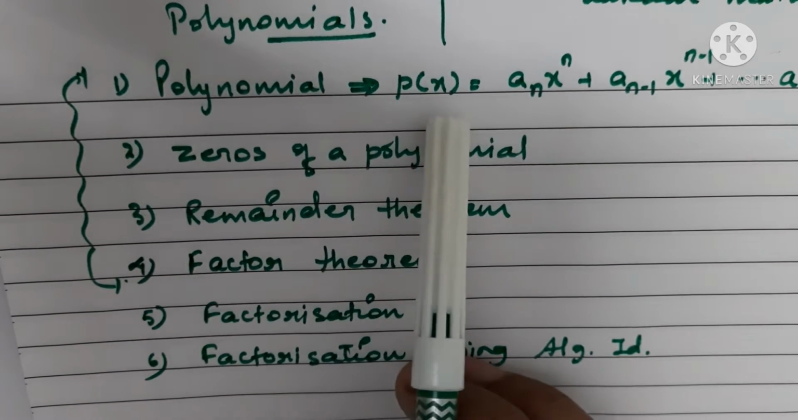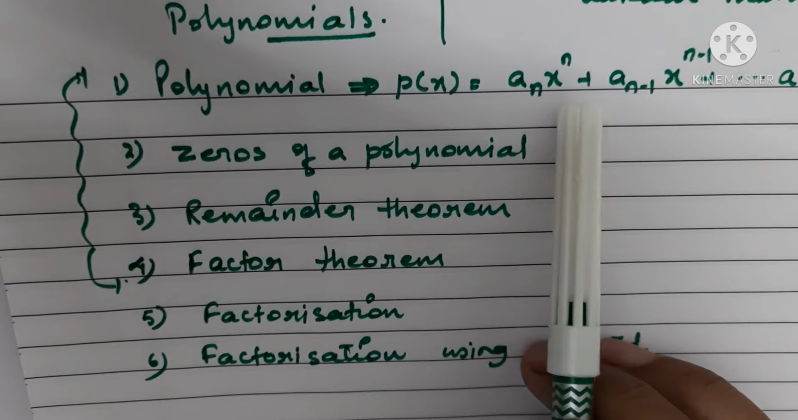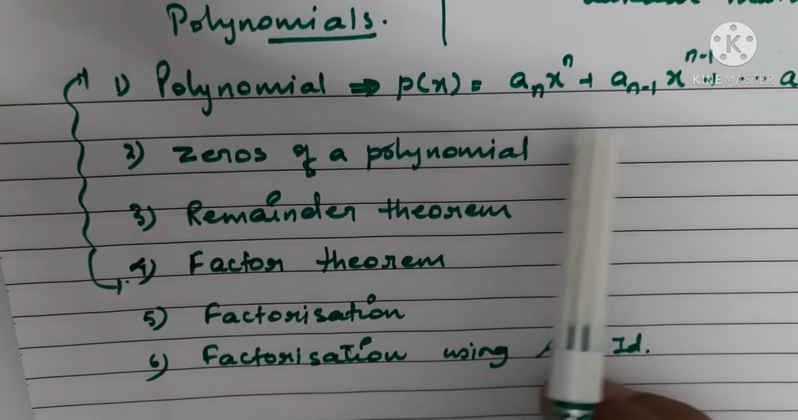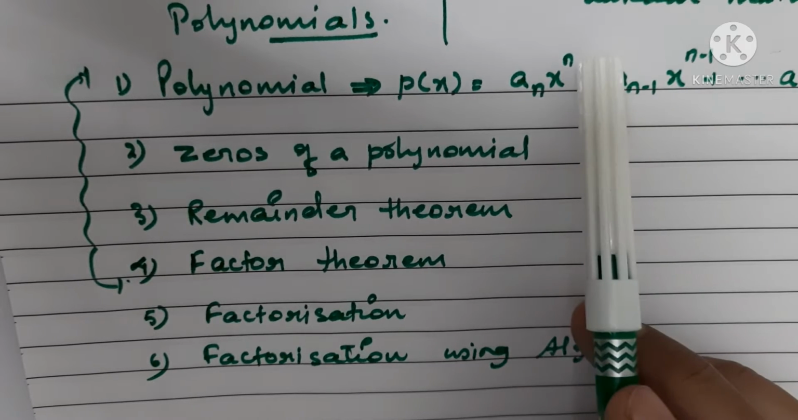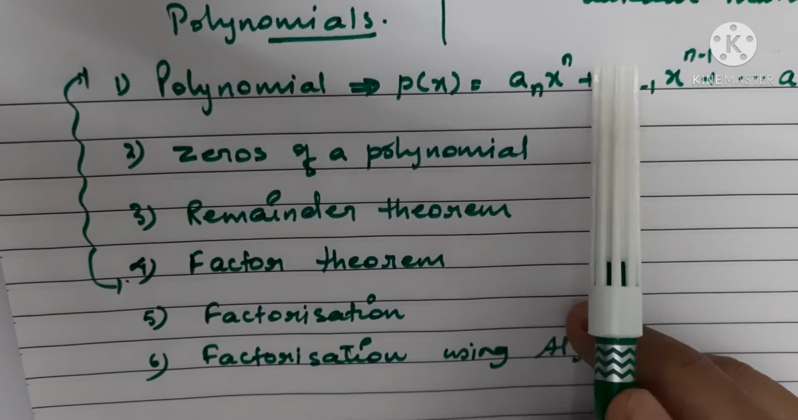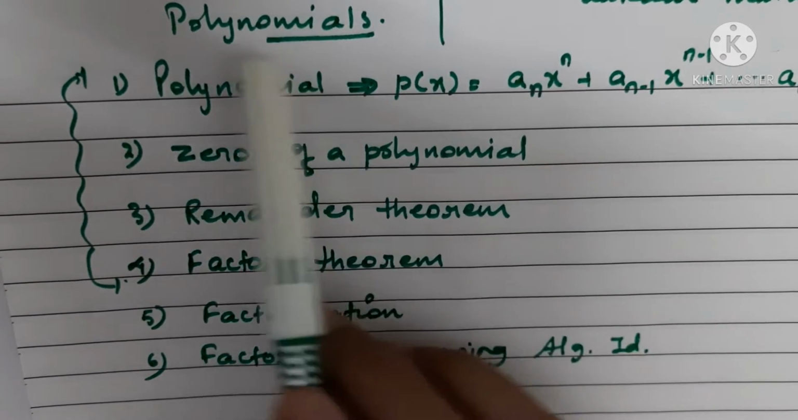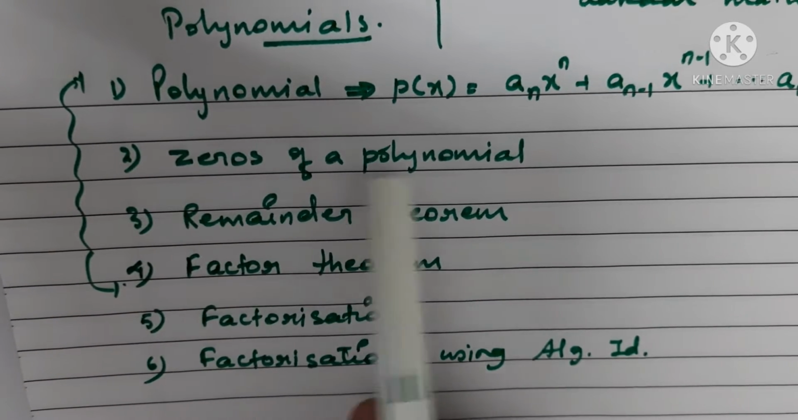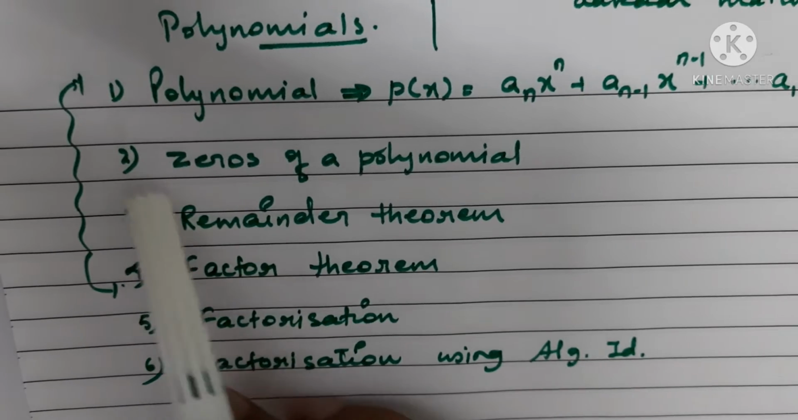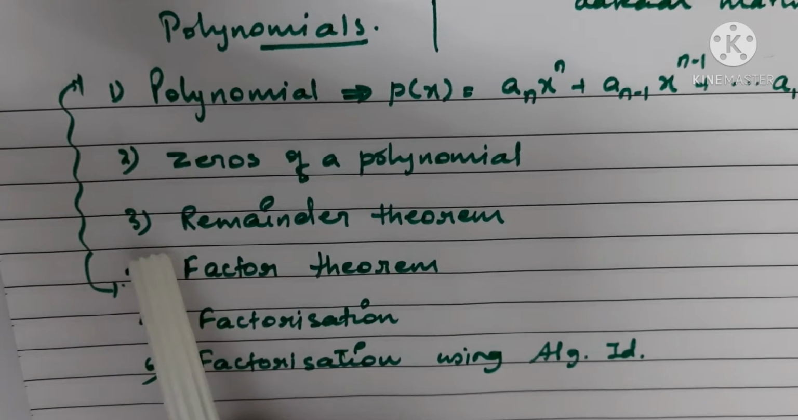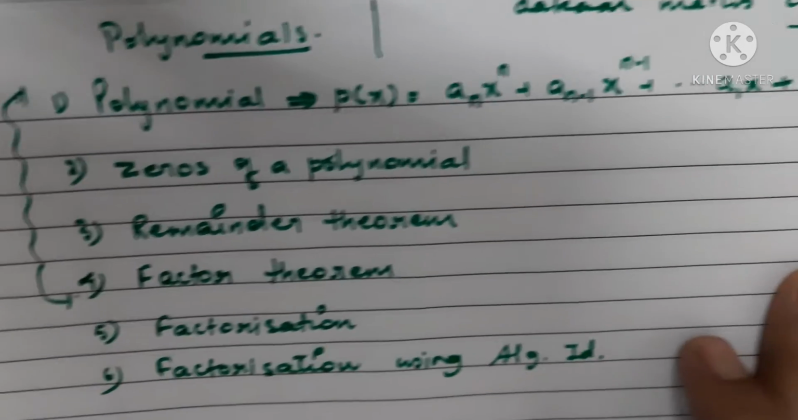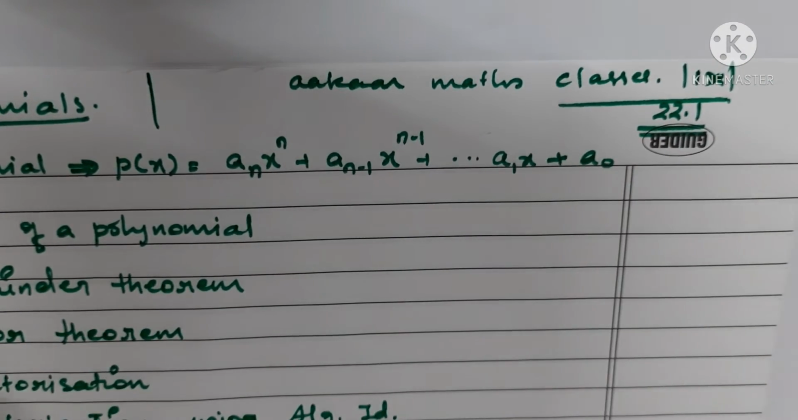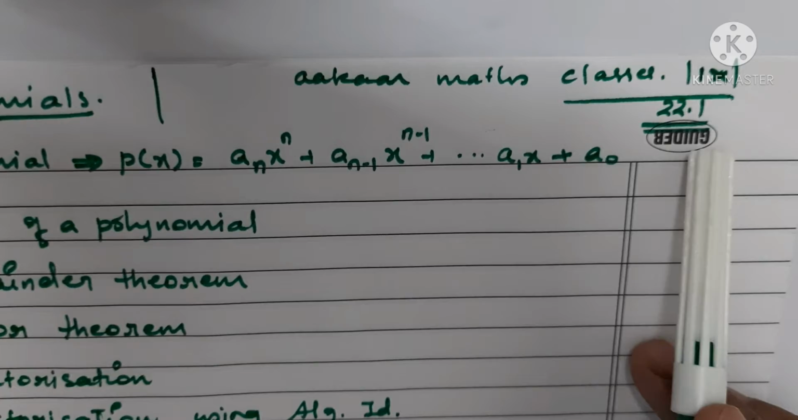Polynomials are algebraic expressions with non-negative powers, or you can say that n in this expression is a positive integer. So this is the polynomial. From today we are going to start with these three, and let's see how many sessions there will be for these three. Hello everyone, welcome to Aakaar Maths classes for class 9th, and it is session number 22.1.